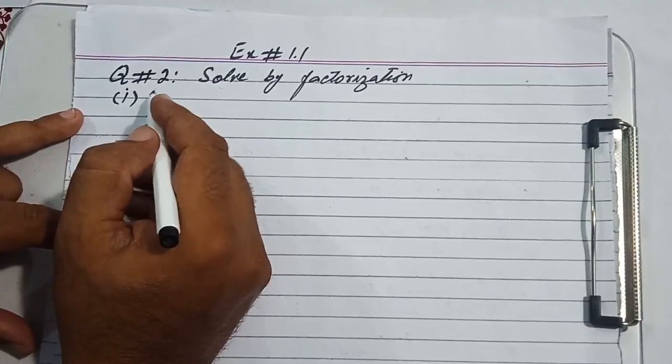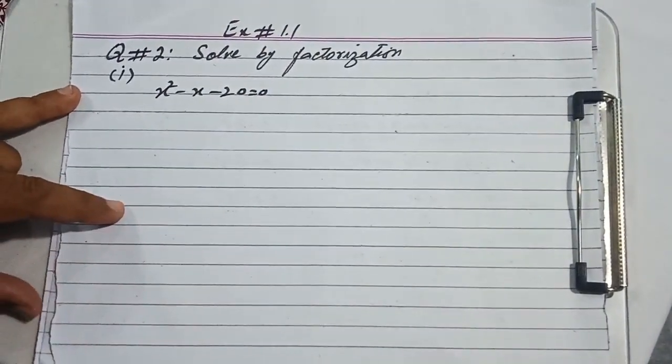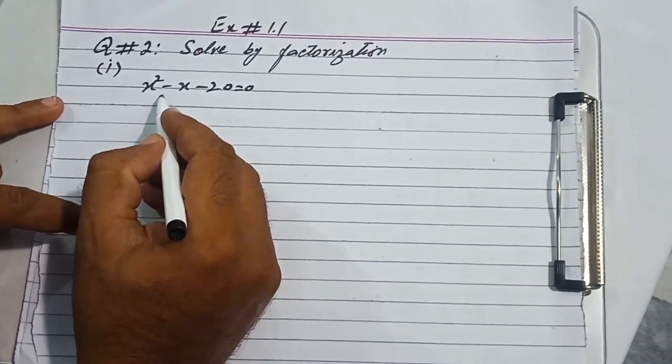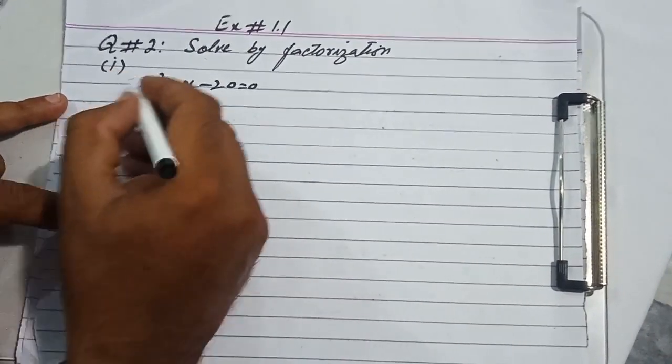I'm going to solve question number 2 of exercise 1.1. In this question, we have to use the factorization method to solve the quadratic equation. In factorization, we have to break B into two parts, such that P plus Q must be equal to B, and P multiplied by Q must be equal to A into C. Part of question number 2 is x square minus x minus 20 is equal to 0. As I have told you, we have to break the middle term into two parts, such that the sum of the two parts must be equal to B, and the product of the two parts must be equal to the product of A and C.